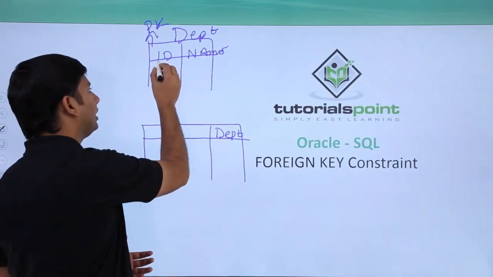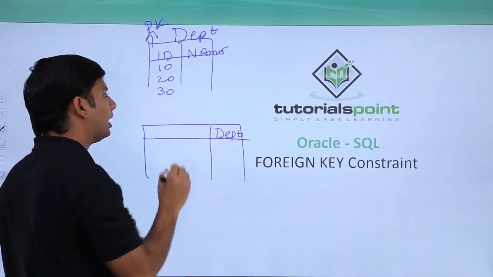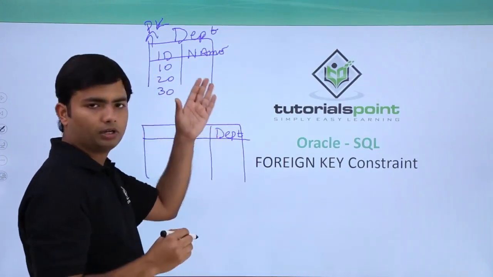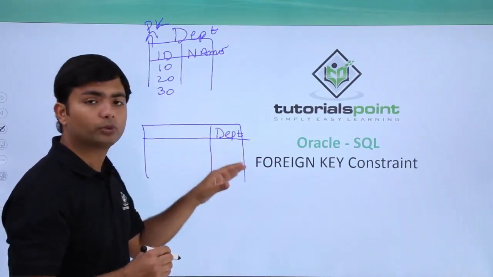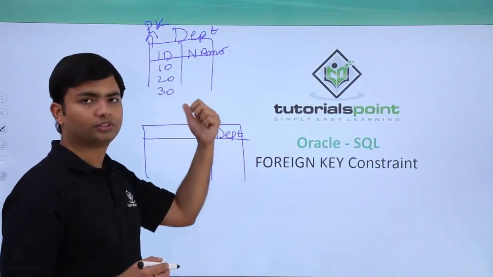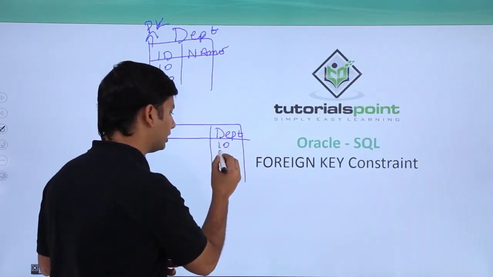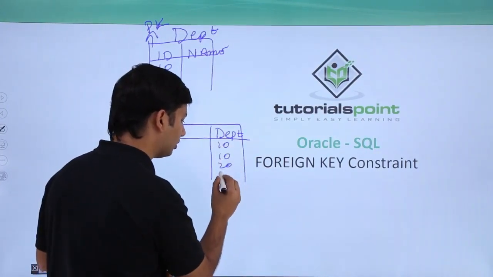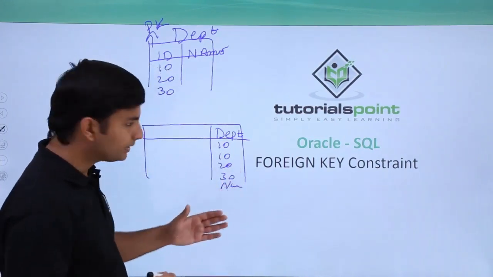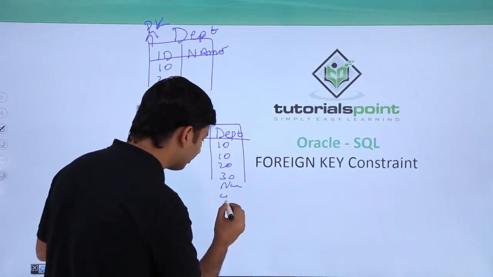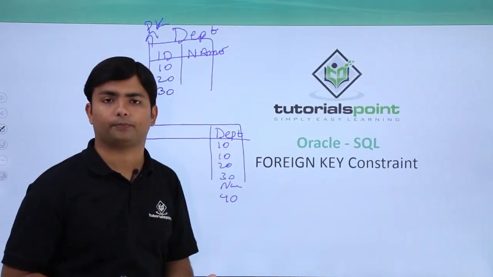For example, here if I have the departments like 10, 20, 30, and only these three departments, each and every employee would be working in any one of these departments. So for each record I will enter 10 or 20 or 30, or maybe null also. But any employee cannot have a department 40 because we don't have department 40.